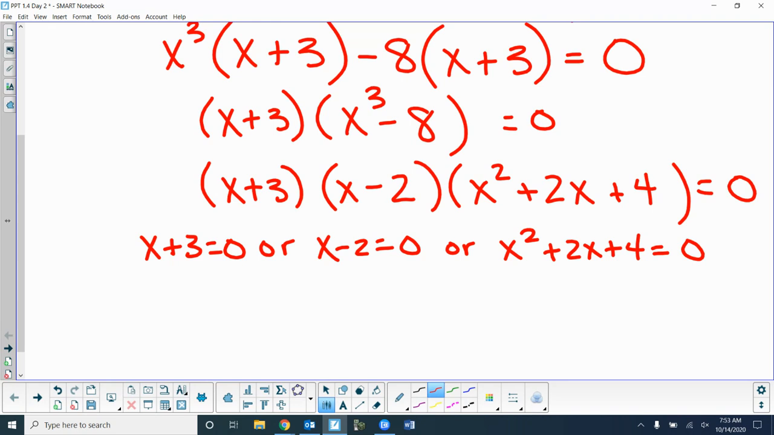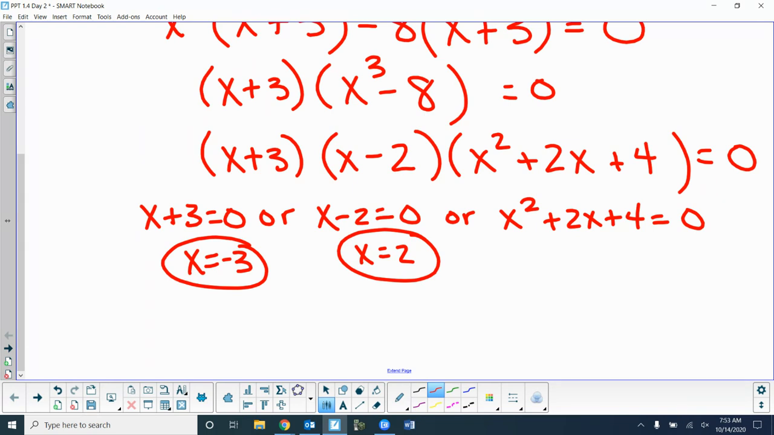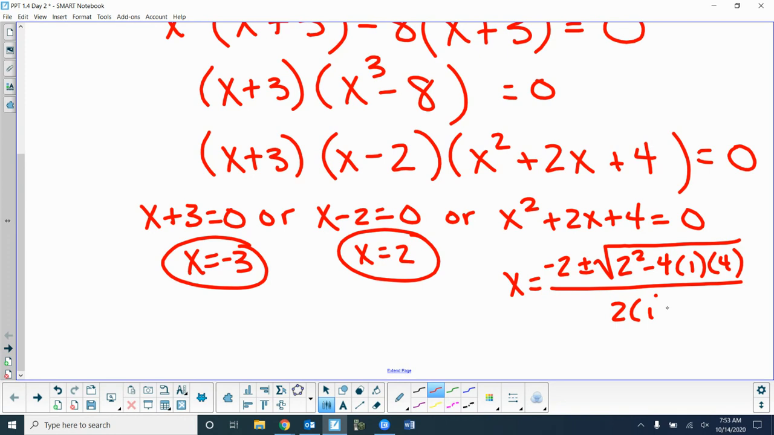All right, you guys are getting to the point you should be able to tell me that answer is negative 3. And this answer is positive 2. Right, you're going to subtract 3 from both sides, add 2 to both sides. All right? And then use that quadratic formula to finish that one. All right? So negative b plus or minus the square root of b squared minus 4 times a times c. Right, Connor? Over 2a.